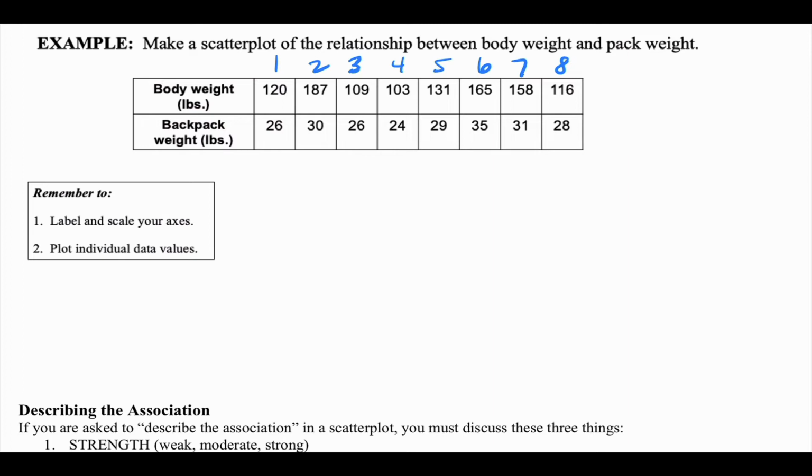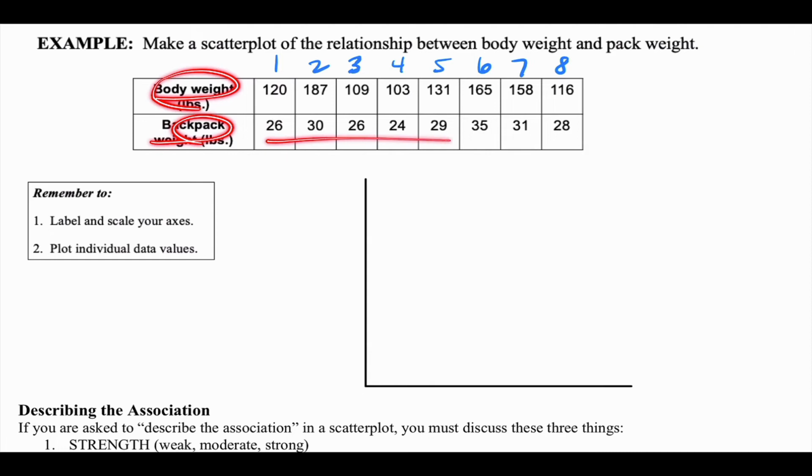So how do we graph it? Well, it's not hard, but since we have bivariate data, we have to graph it on an x and y axis. We only need the positive quadrant because all of the numbers up here are positive. There's no negatives up here. None of the backpack weights or body weights are negative. So I only need the positive quadrant. I have the x-axis and the y-axis.